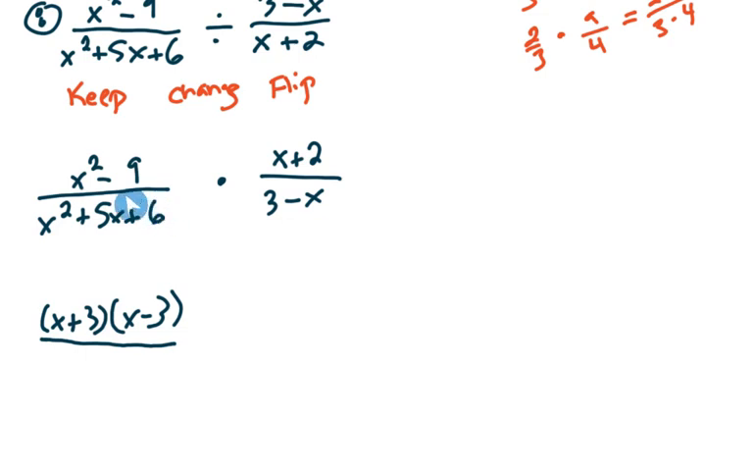The denominator on the left is a factor sum, so we're looking for factors of 6 that have a sum of 5. Factors of 6 that have a sum of 5, that'd be 2 and 3. x plus 2 over x plus 3. On the right side, I can't really factor x plus 2. That's going to stay x plus 2.